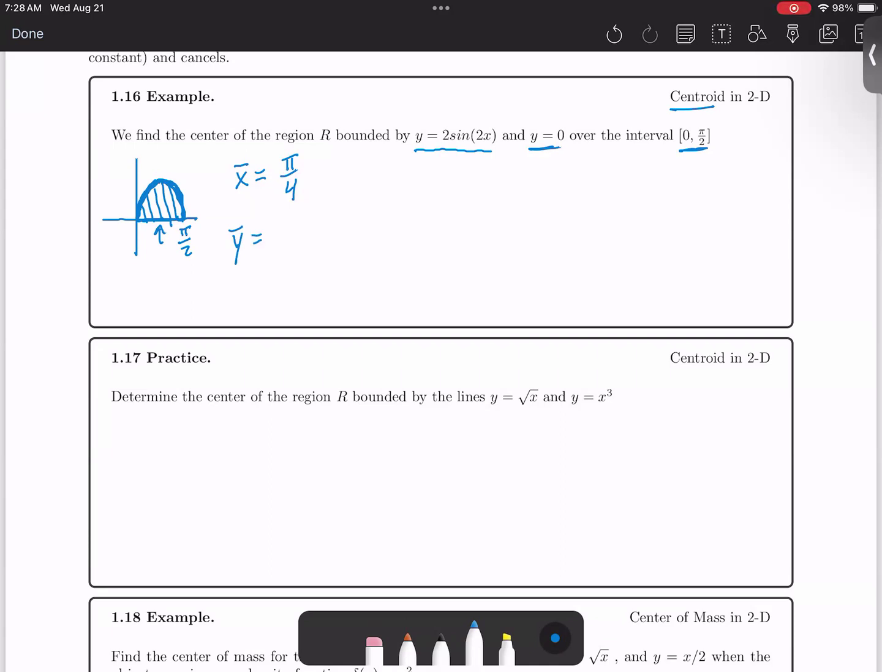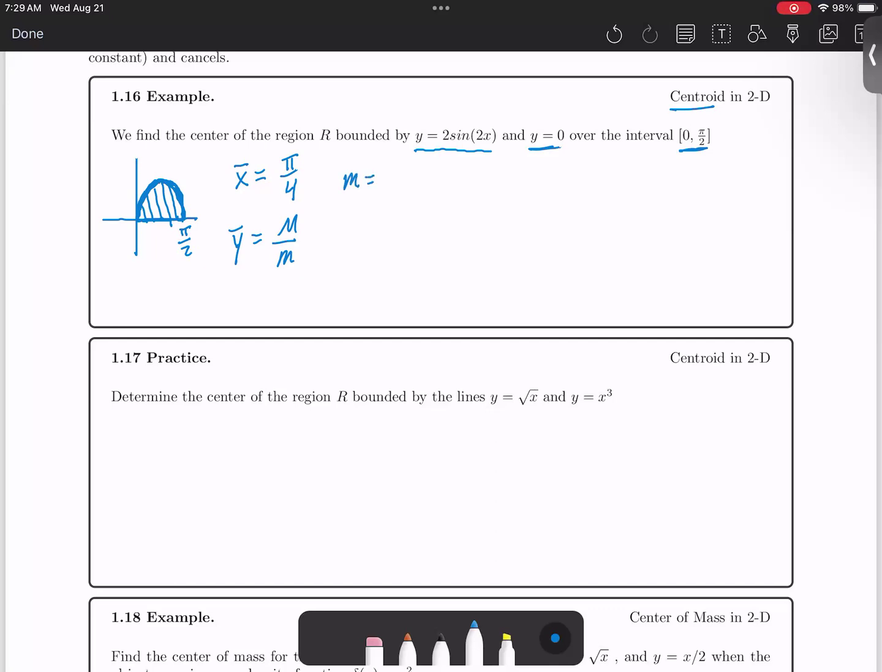The y coordinate of the center is a little bit trickier because this object does not experience symmetry in this direction, right? It's thinner up top than it is down low. So we're going to have to play around with the y value, but we find centers of mass always by taking moments and dividing by total masses. So let's find the total mass first.